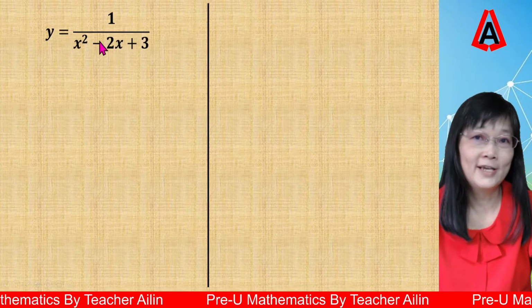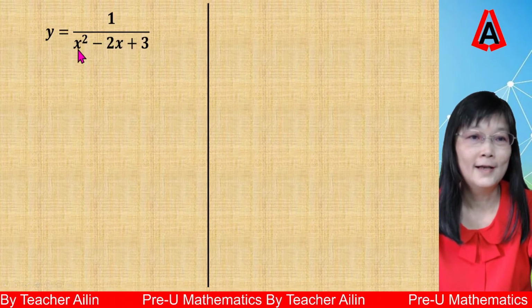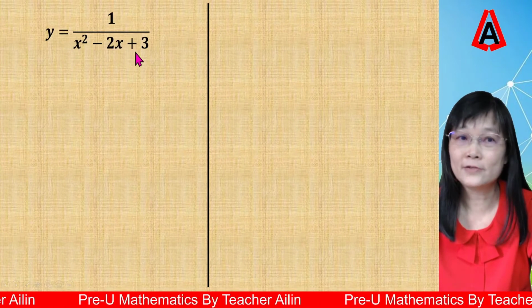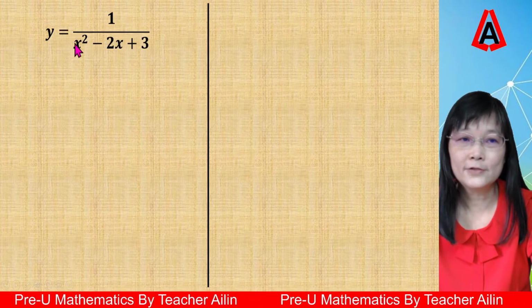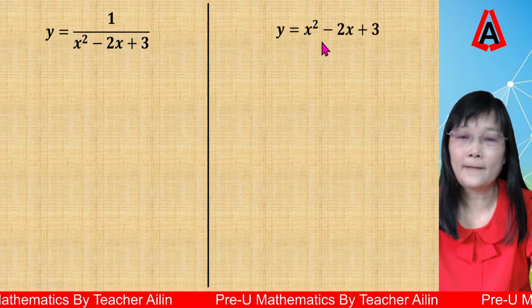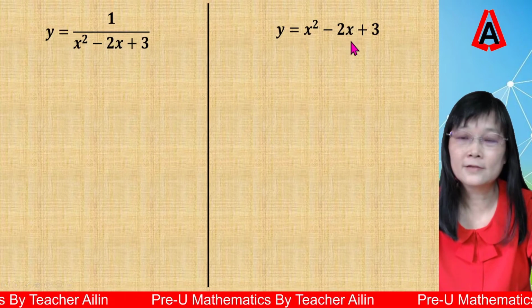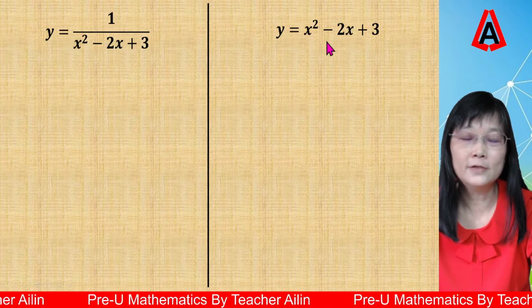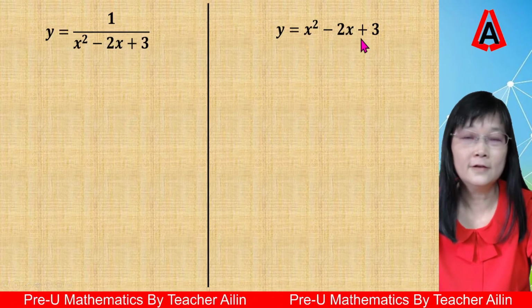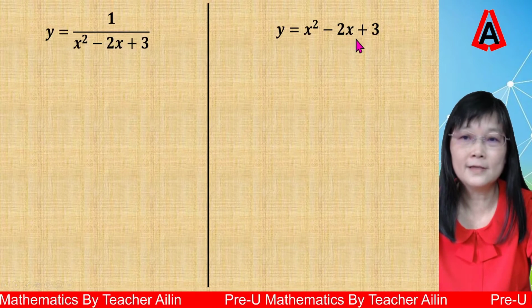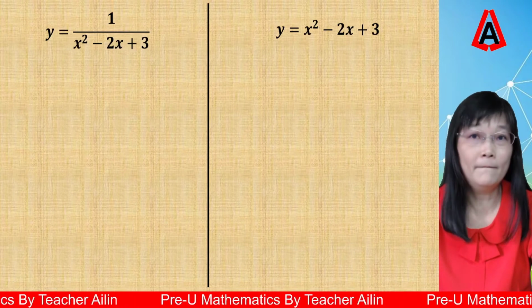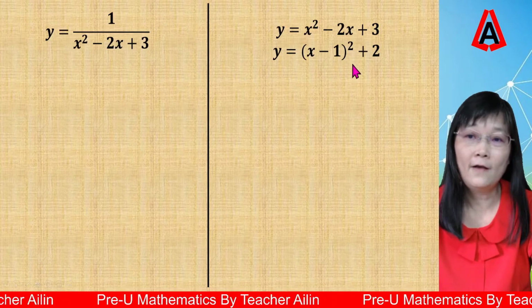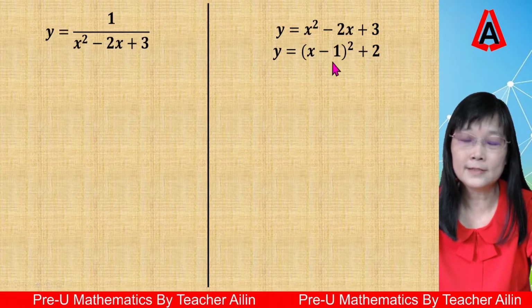Next, we are going to try this one: 1 over x power 2 minus 2x plus 3. First I'm going to sketch this quadratic. But we find that we are not able to factorize this quadratic. If the quadratic is not able to be factorized, we are going to use completing the square. After completing the square, we will get something like this.